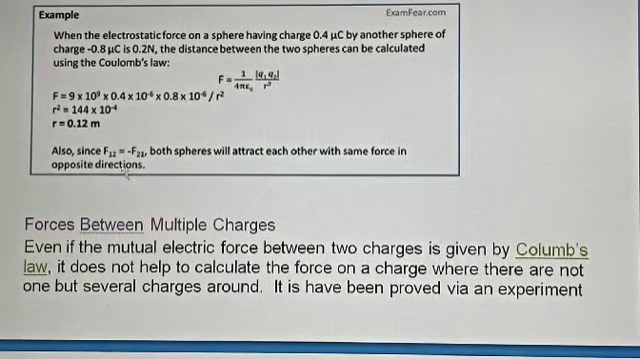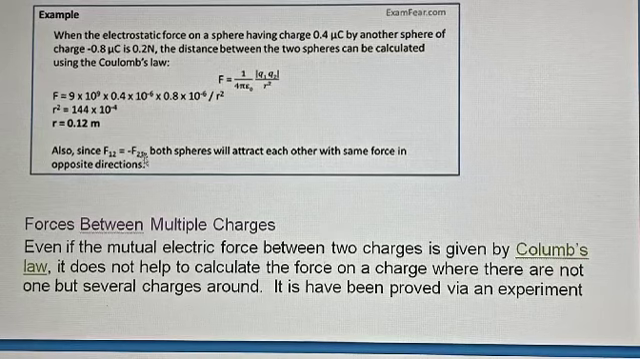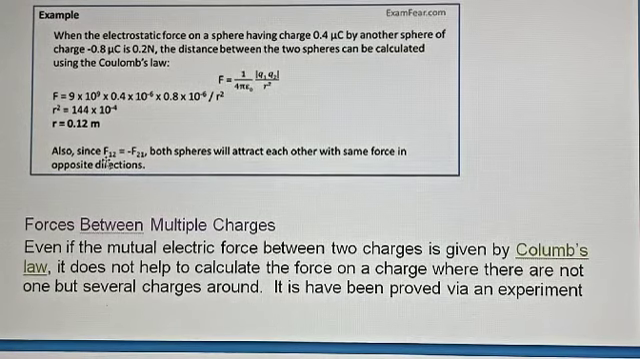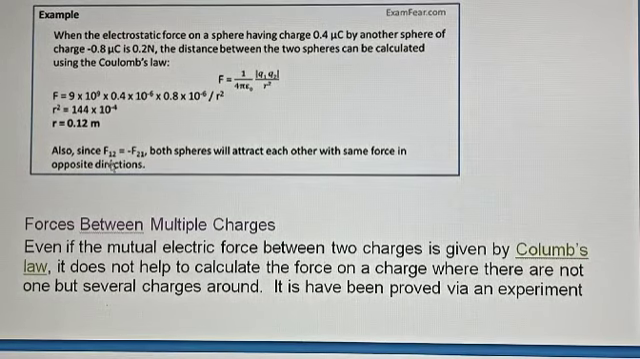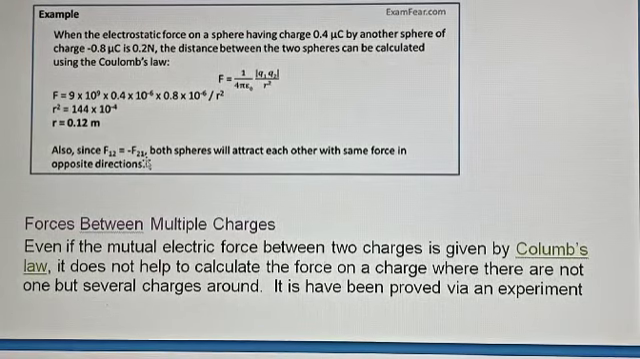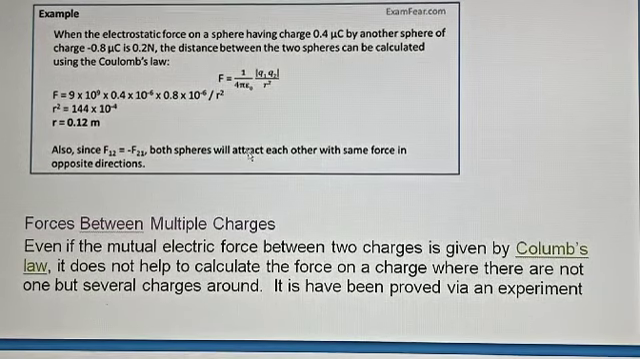So you can calculate this. Here also it is applicable. You can see F12 is equal to minus F21. Force experienced by charge 1 due to charge 2 is equal to force experienced by charge 2 due to charge 1. They are equal in magnitude, but direction of F12 is exactly opposite to direction of F21. So we can conclude that Coulomb's law obeys Newton's third law.